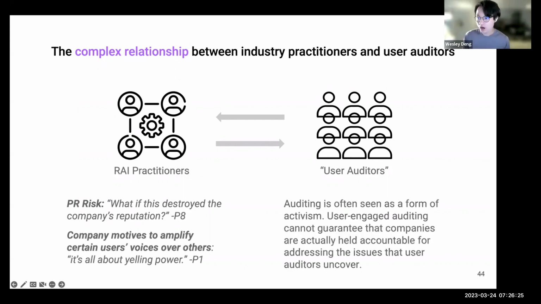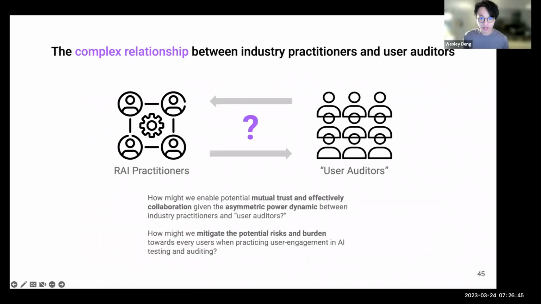However, for users, auditing is often seen as a form of activism. Though user-engaged audits can empower users through the ability to directly connect with industry practitioners to identify issues together, they cannot guarantee that companies are actually held accountable for addressing the issues that user auditors uncover. Our paper raised these future questions. How might we enable mutual trust and effective collaboration given the asymmetric power dynamic between industry practitioners and user auditors? In addition, how might we mitigate the potential risk and burden towards everyday users when practicing user engagement in AI testing and auditing?